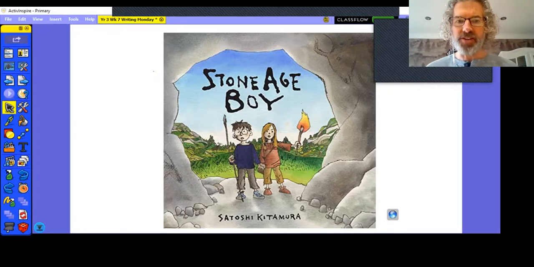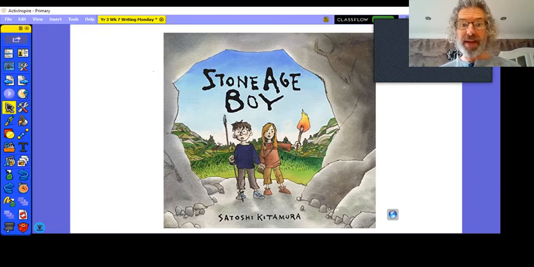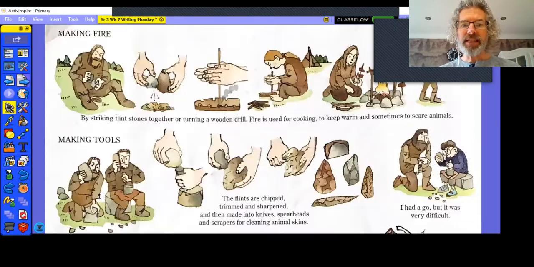That's just the first part of the adventure of Stone Age Boy. And I will share with you the rest of the story later on in this project. So as you can see, although it's a fictitious story about a boy who travels back in time and meets a girl called Om, it also has pages which give you loads of information about what life might have been like all that time ago. And we're talking over 6,000 years ago. And it's these pages that we're going to really focus on this week.